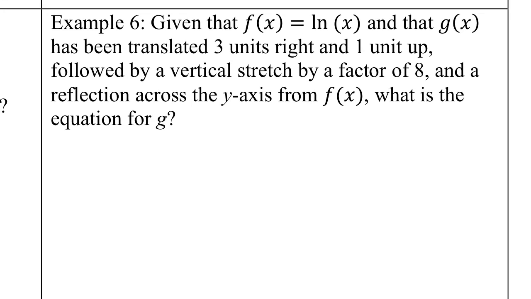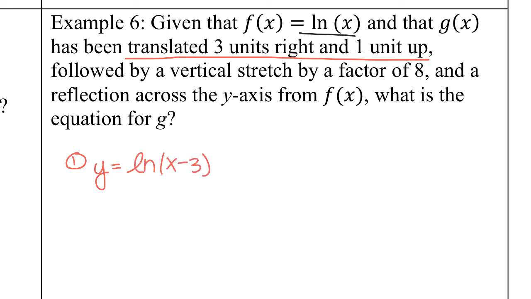Given that f of x equals the natural log of x, and that g of x has been translated 3 units right and 1 unit up, followed by a vertical stretch by a factor of 8, and a reflection across the y-axis from f of x, what is the equation for g? So we're starting at natural log of x, and the first thing that happened to it was translated 3 units right and 1 unit up. So 3 units right is the c, so that's going to go inside the log, so x minus 3. 1 unit up is the d value, so it goes on the outside.